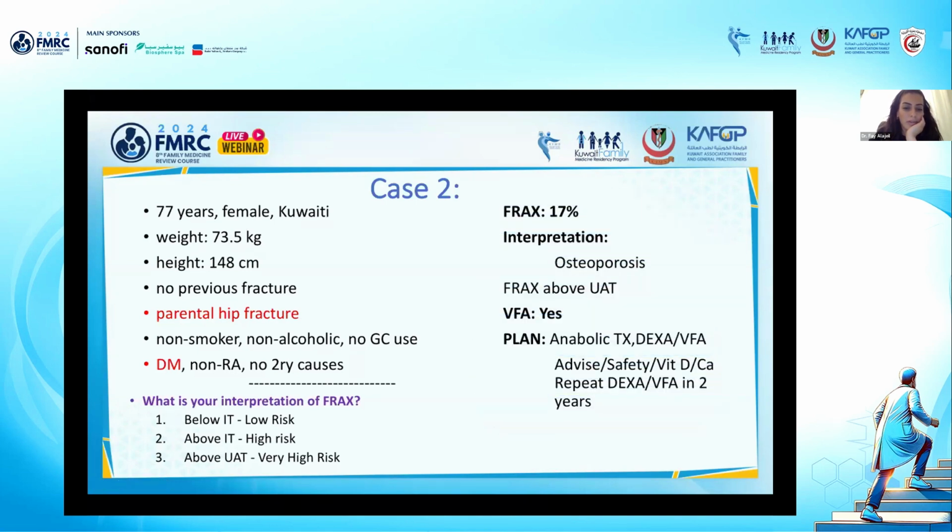Above upper assessment threshold, the patient is very high risk. Why? The patient has a parental hip fracture and the patient is diabetic. These give the patient a very high risk. Once you calculate, the frax is 17% and the patient is 77. So if you look at the patient, it is above upper assessment threshold.